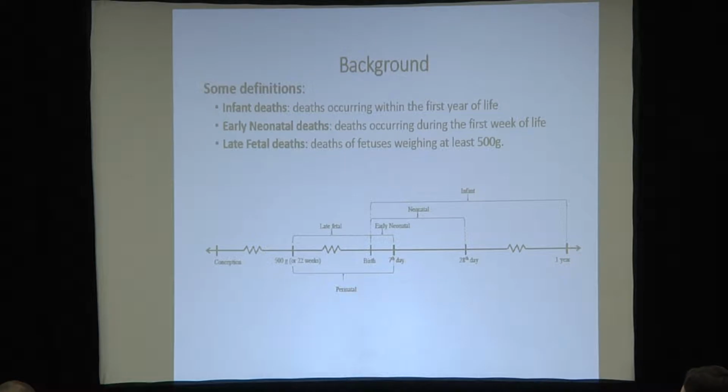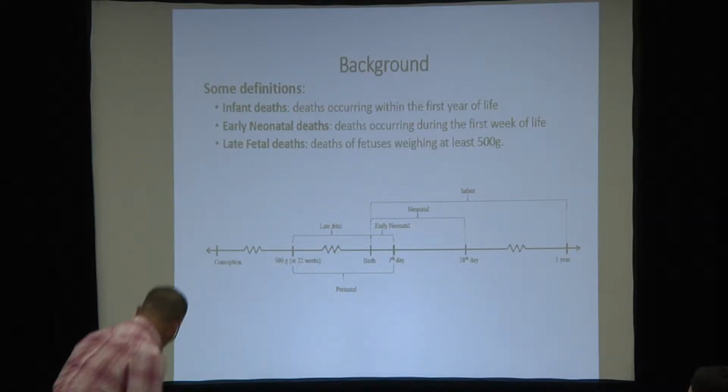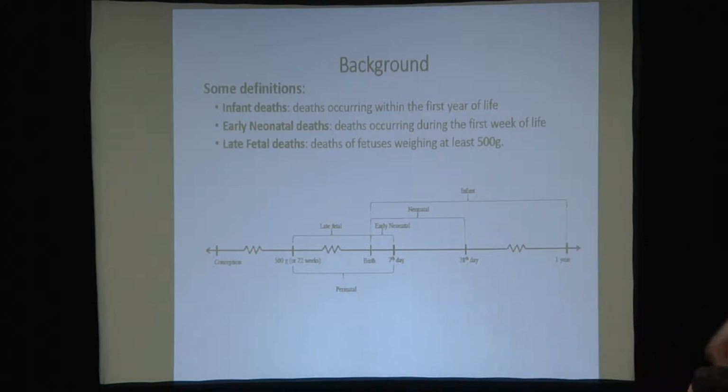So one thing that I want you to remember as I go through the presentation is three key definitions that are crucial to understand the paper. One is, of course, one that a lot of us know, infant deaths, which are basically deaths that take place in the first year of life. Early neonatal deaths, that's the second term there, which are basically deaths that occur within the first week of life. And then late fetal deaths, that are deaths that take place before birth, at about when the fetus is weighing at least 500 grams. And I have this graph here that you can take a look at.